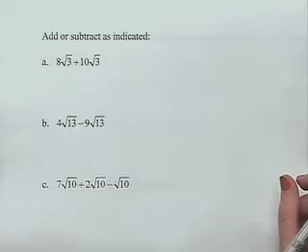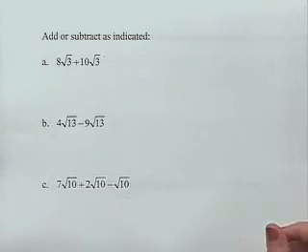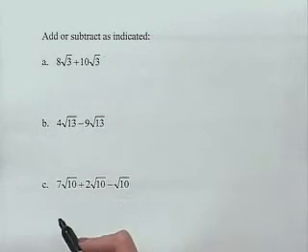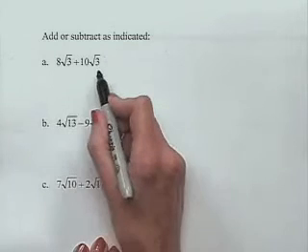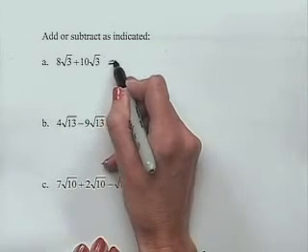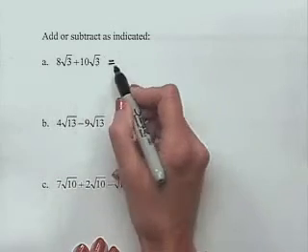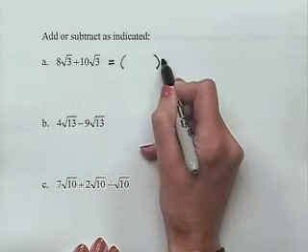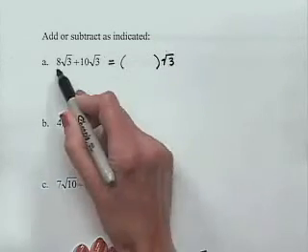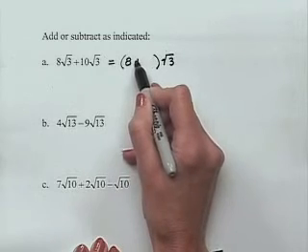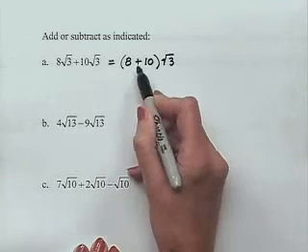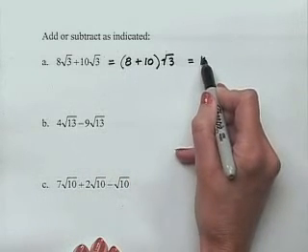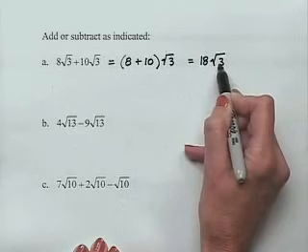In the next example, we're going to look at addition and subtraction of radical expressions. Add or subtract as indicated. Part A, 8 times square root of 3 plus 10 times square root of 3. To accomplish this addition, we're going to note that the square root of 3 is a common factor. We can think of this as factoring the square root of 3 out of both terms. We're left with 8 in our first term plus 10 in our second term. We now are going to add the 8 and the 10 to give us 18 times the square root of 3.